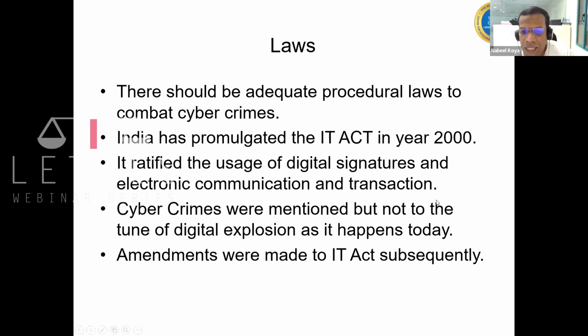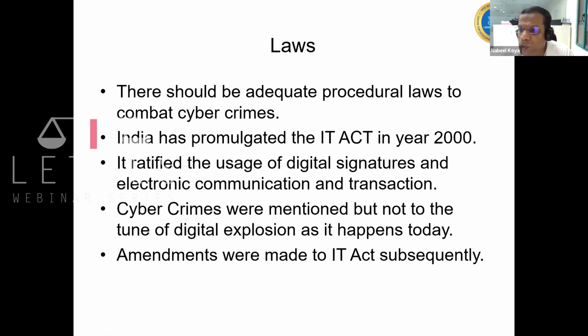But the act was passed in the year 2000, and at that time, for those who can recollect, the internet speed was 28 kbps or 56 kbps. A Pentium computer cost 75,000 rupees, and it was not a normally available resource to conduct such cyber crimes.